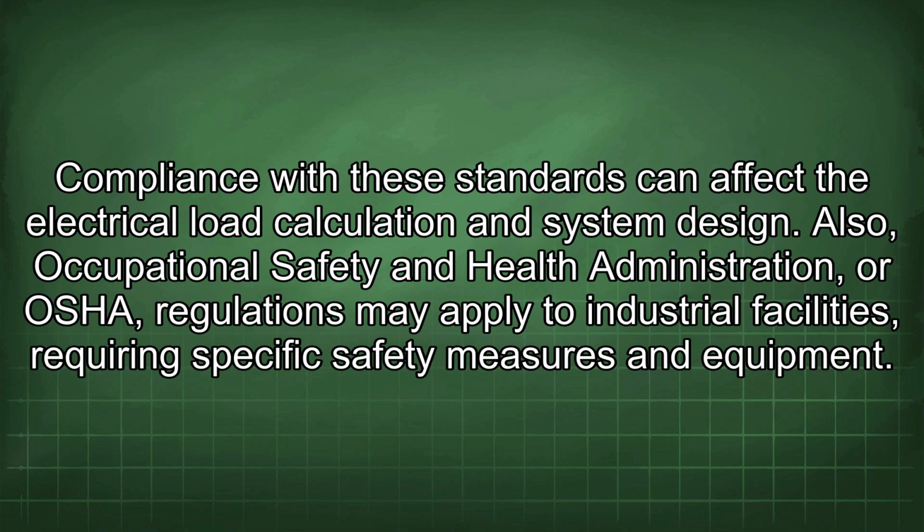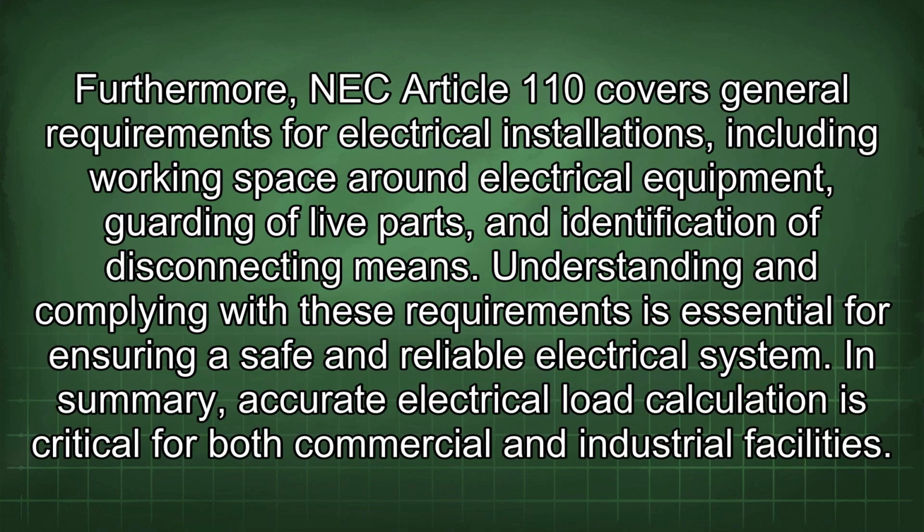Also, Occupational Safety and Health Administration, or OSHA, regulations may apply to industrial facilities requiring specific safety measures and equipment. Furthermore, NEC Article 110 covers general requirements for electrical installations, including working space around electrical equipment, guarding of live parts, and identification of disconnecting means. Understanding and complying with these requirements is essential for ensuring a safe and reliable electrical system.